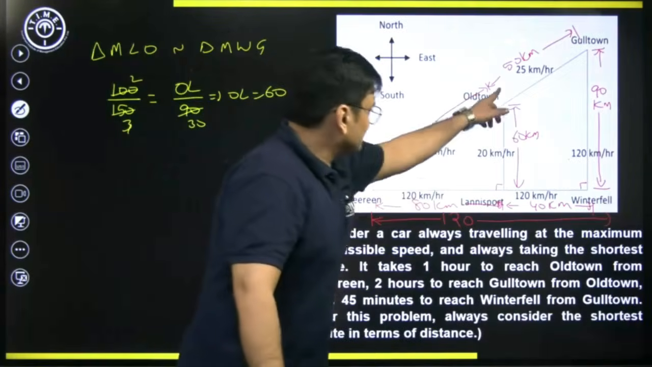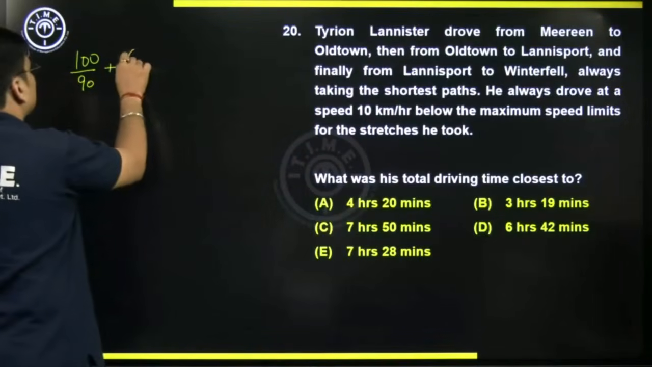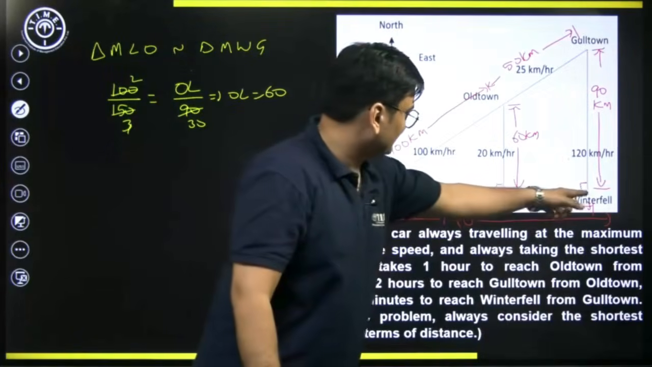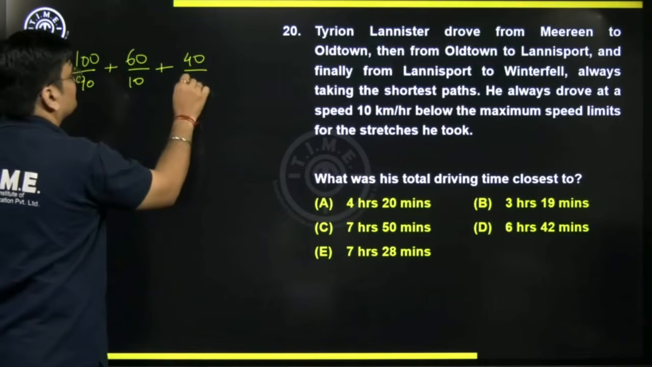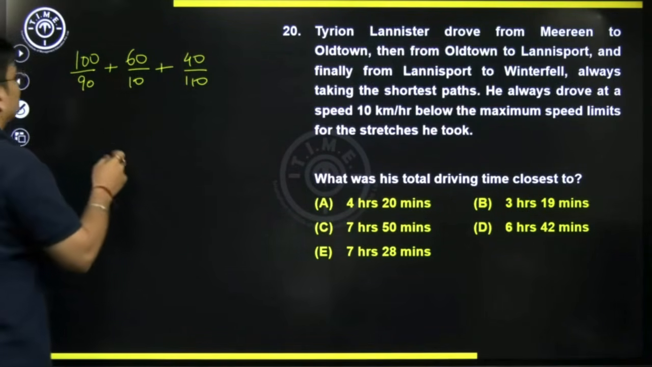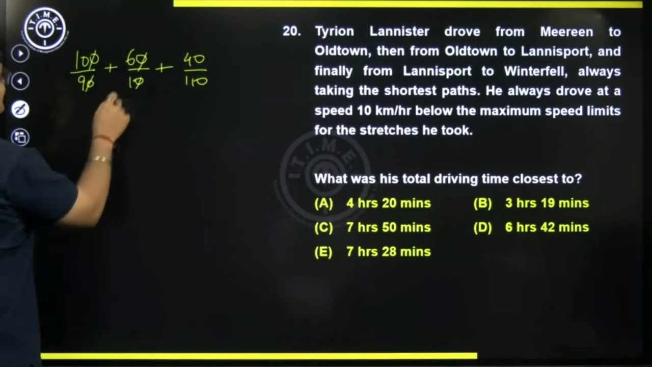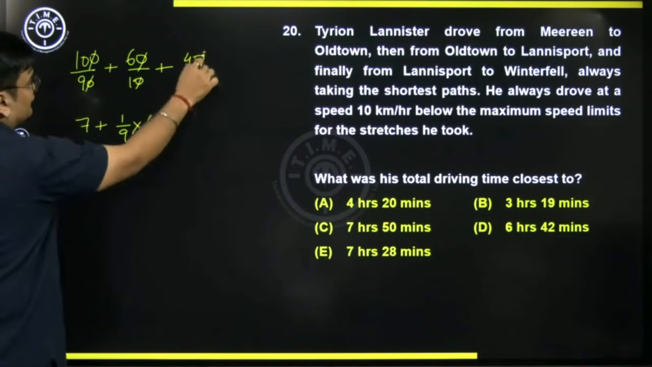Next, for the next 60 kilometers, he will be travelling at 10 kmph, distance by speed. And for the final 40 kilometers, he will be travelling at 110 kmph. So, when you simplify, this is simply 6 hours, this is 1 by 9 hours, so 6 and 1 7, plus 1 by 9th of an hour, so let us convert that into minutes, this is 4 by 11th of an hour.